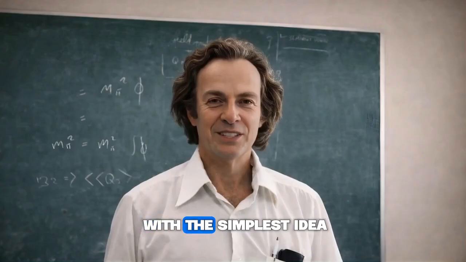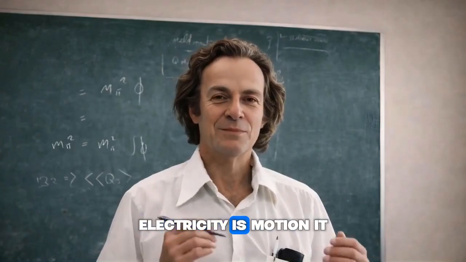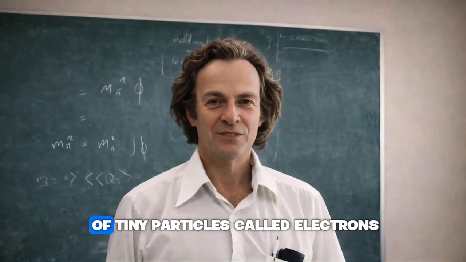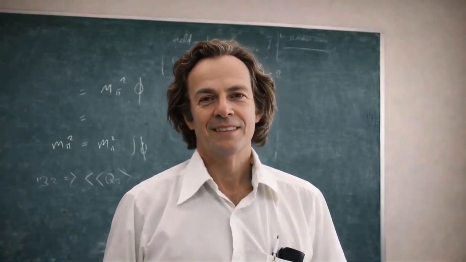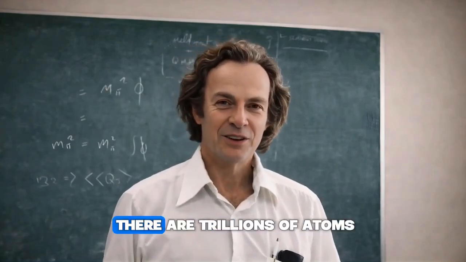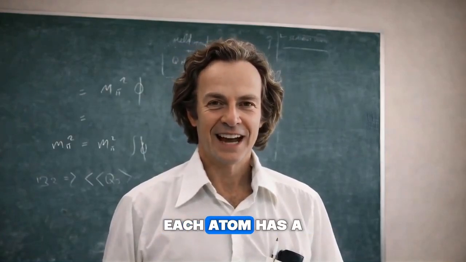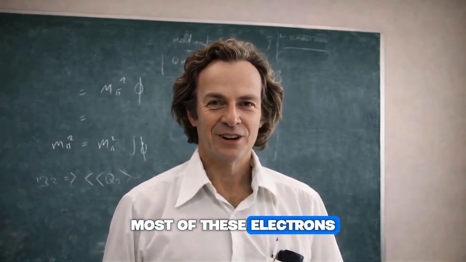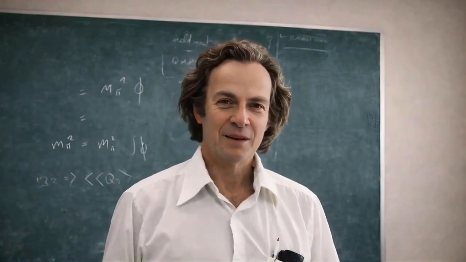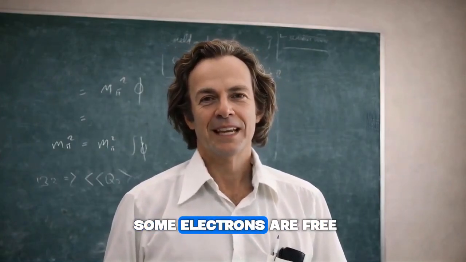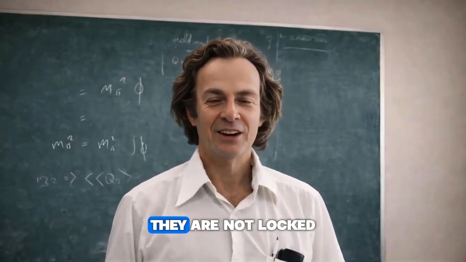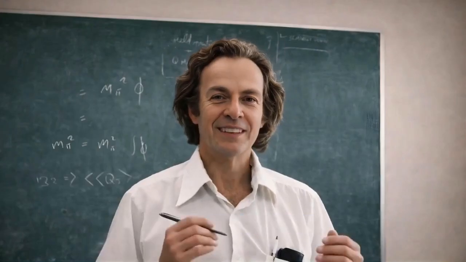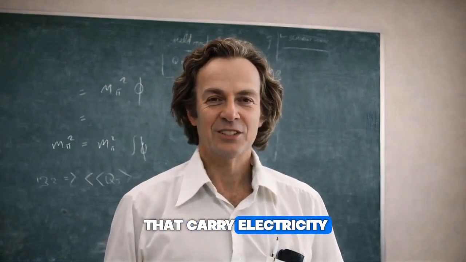I want to start with the simplest idea: electricity is motion. It is not a substance like water or air. It is the motion of tiny particles called electrons. Inside every metal wire there are trillions of atoms. Each atom has a center and electrons moving around it. Most of these electrons are tightly bound to their atoms, but metals are special. Some electrons are free to move. They are not locked to one atom. They can wander through the whole material. These are the electrons that carry electricity.